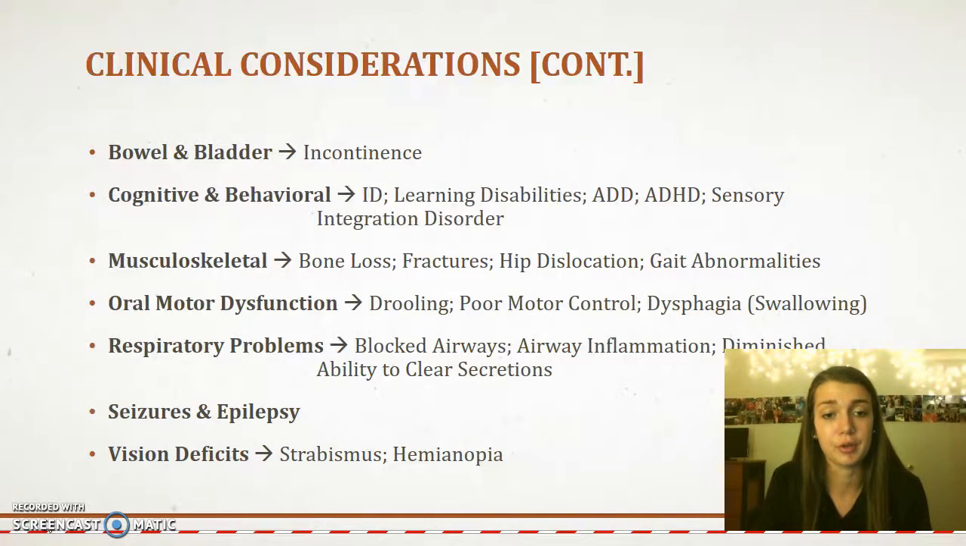They may have oral motor dysfunction, such as drooling, poor motor control, or dysphagia, which is difficulty swallowing. And they may have respiratory problems, which include blocked airways, airway inflammation, or diminished ability to clear secretions, which can cause them to choke or cough a lot. Many individuals do have seizures and epilepsy, and they do have CP due to the brain damage. And they can have vision deficits, so strabismus is cross eyes or hemianopia, which is blindness of more than half your field of vision.